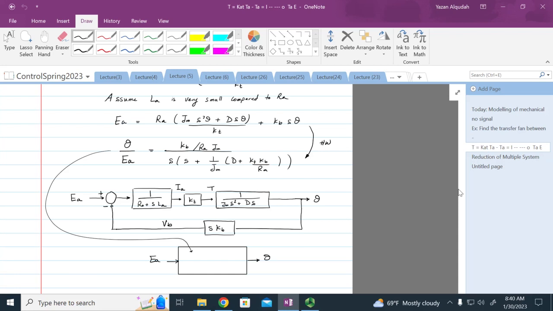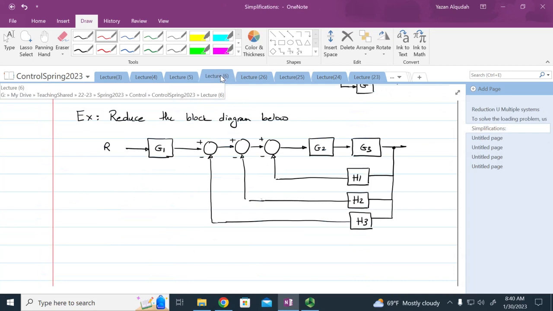So if I'm trying to do block diagram reduction, I'm going to call this, for instance, G1, G2, G3, and this is H1. So what's inside G1? 1 over R plus SL that's multiplied by LA. What is inside of G3? 1 over whatever this expression is. Is that clear, everybody? So keep that in mind. So when we are doing this, what are these, G1, G2, G3? It is whatever transfer function we came up with when we modeled the system.